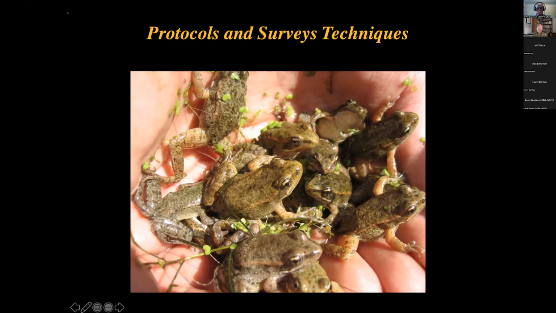Is azolla native? There are three species. One is native, two are not native. They all get treated the same. They all get treated like they're pests. So native or not, it gets treated like it's a pest. So protocols and survey techniques are not as strict and kind of rigid as you might expect.